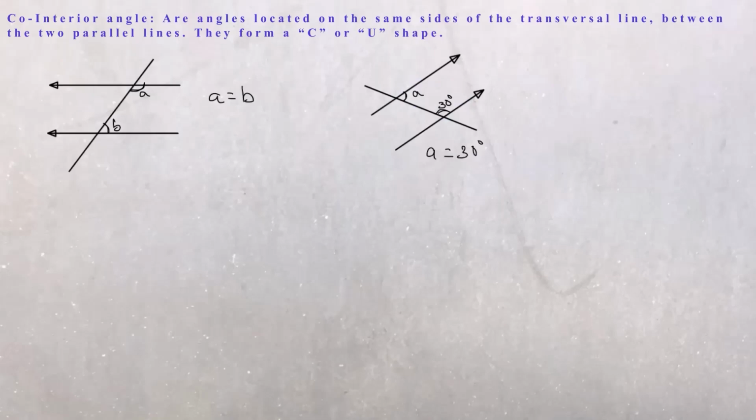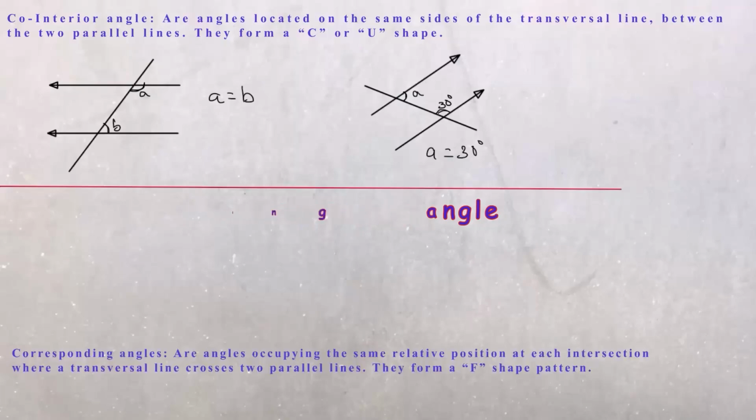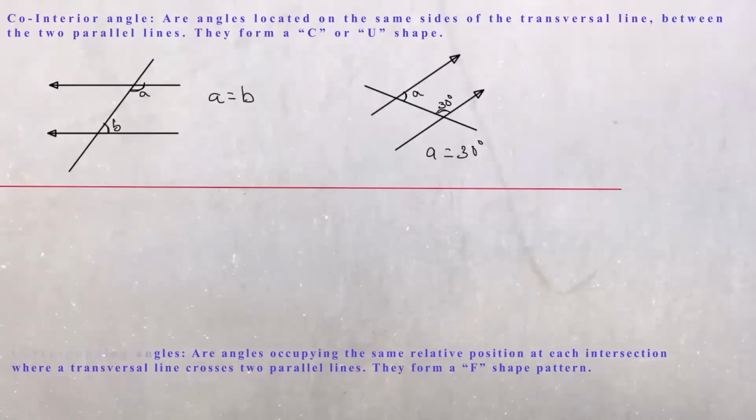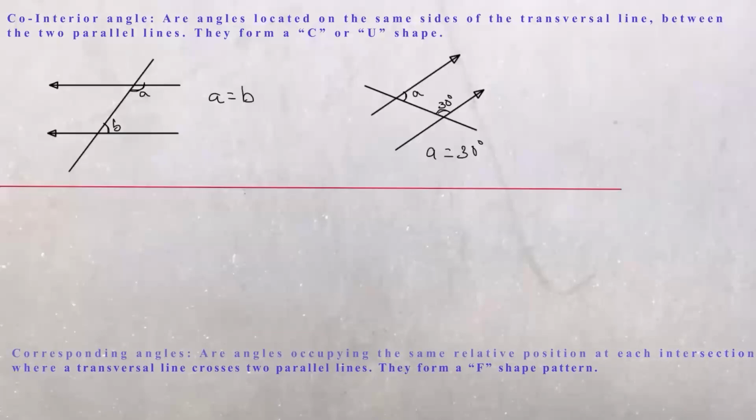And the last angle concept we'll be considering in this video is corresponding angles. Angles occupying the same relative position at each intersection where a transversal line crosses two parallel lines are known to be corresponding, and they also form the F-shape pattern.